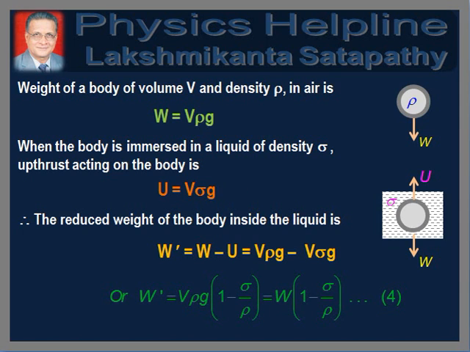Now, weight of the body W is equal to V rho g, where V and rho are its volume and density respectively. When immersed in the liquid of density sigma, upthrust acting on the body is U is equal to V sigma g. Therefore, reduced weight of the body is W dash is equal to W minus U, which is equal to W into 1 minus sigma by rho.